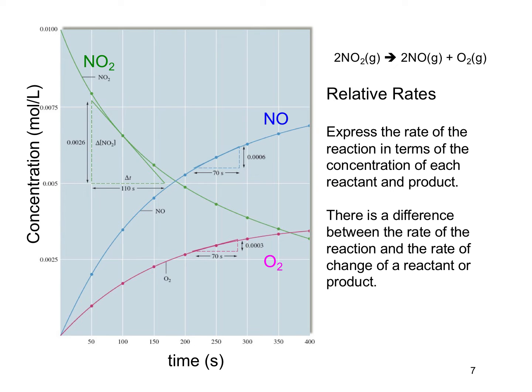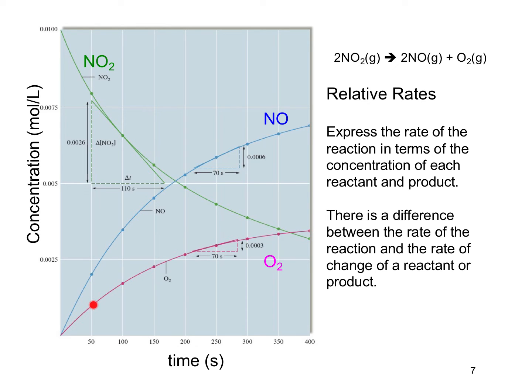All right, so this graph shows exactly what we were talking about on the last slide. What we've done is we've plotted time on the x-axis and concentration on the y-axis. This green curve represents how the concentration of NO2 changes as a function of time. As we would expect, because it's a reactant, the concentration decreases. NO is a product, so as the reaction proceeds, its concentration increases. But because of the stoichiometry, the O2 increases exactly half as fast.